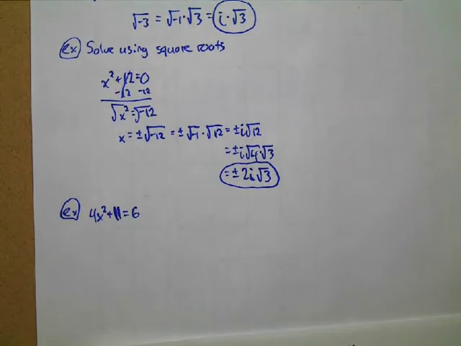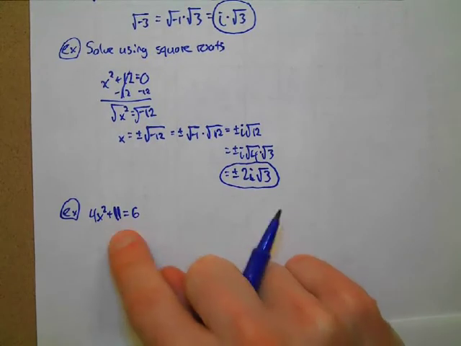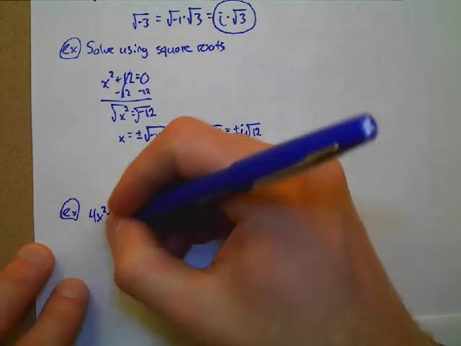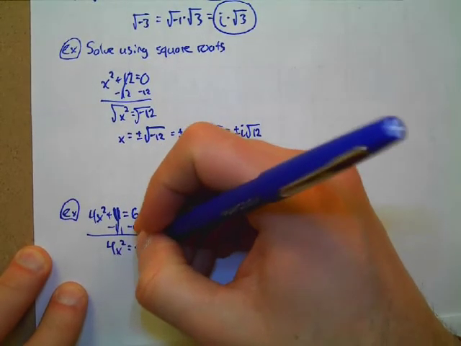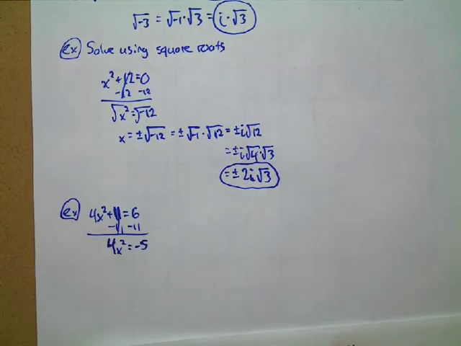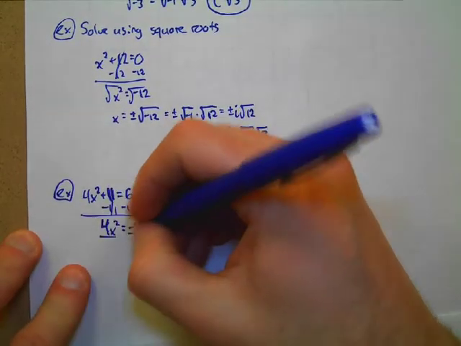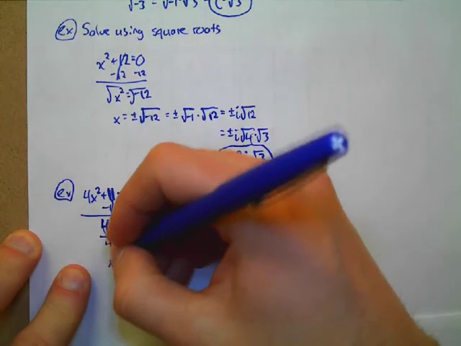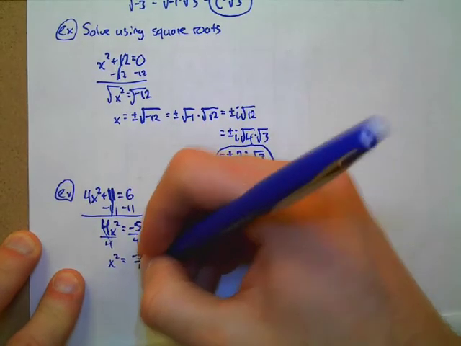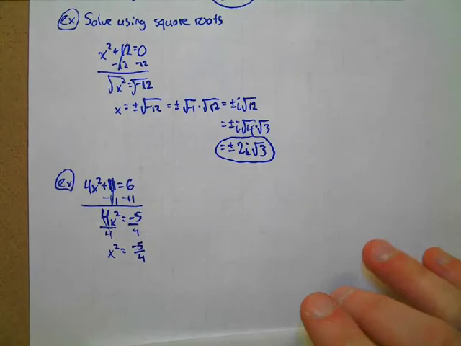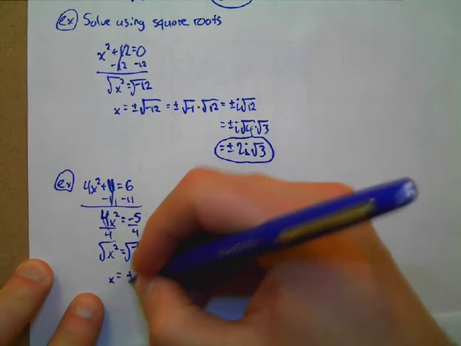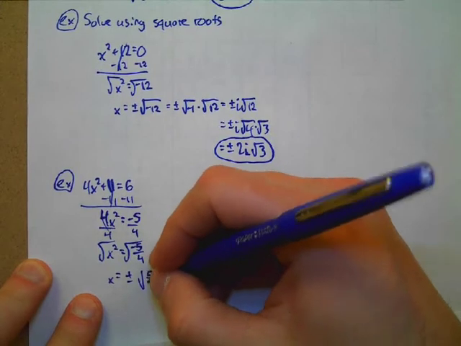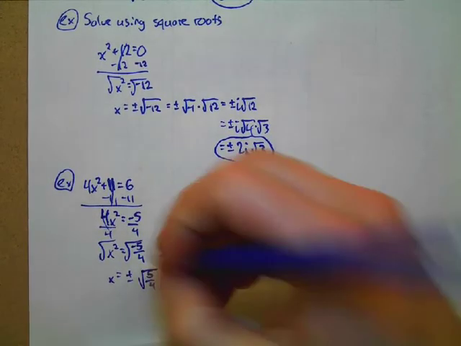Let's go to Chris. So Chris, what should we do here to start solving this equation? Subtract 11 from both sides. You got it. So that's negative 5. Okay, and then Chris? Divide both sides by 4. You got it. Okay, and then? Square root. You got it. Okay, so you get x equals plus or minus the square root of 5 over 4 like that. Oops, negative 5 over 4. I missed the negative.